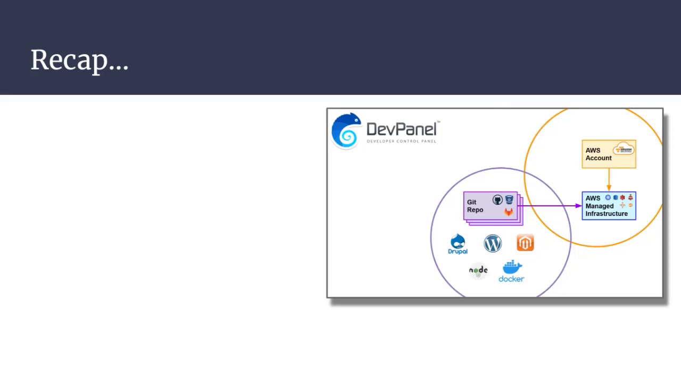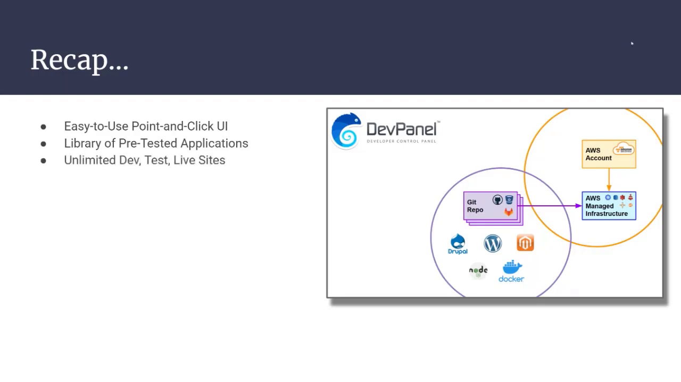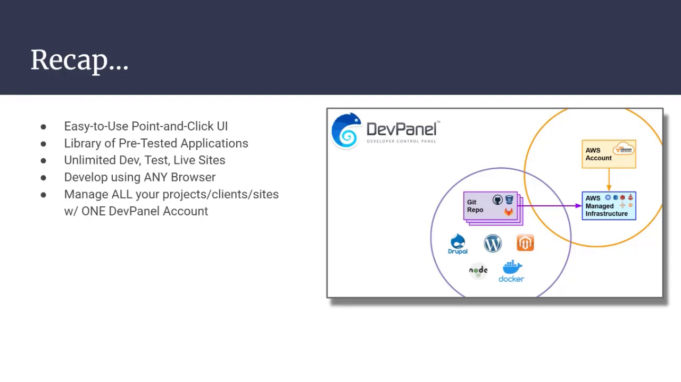To recap, with DevPanel, you get a point-and-click, easy-to-use control panel with pre-built applications that you can launch with a few clicks, and create as many dev, test, and live environments as you like. It comes with browser-based development tools like Visual Studio Code, so you can work from virtually anywhere using any PC with no need to set up local dev environments. You can manage all your projects, clients, and sites with just one DevPanel account.